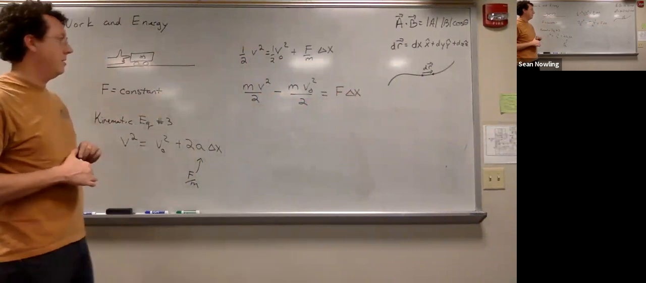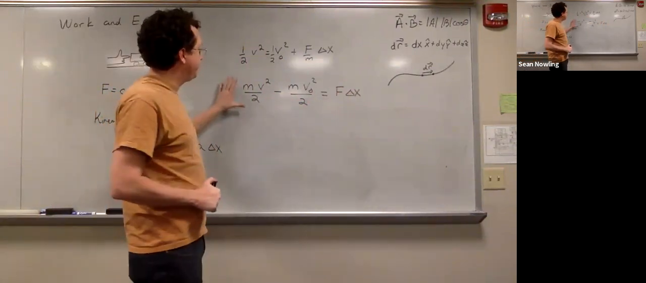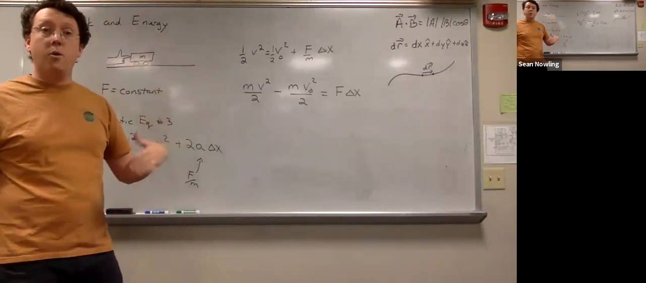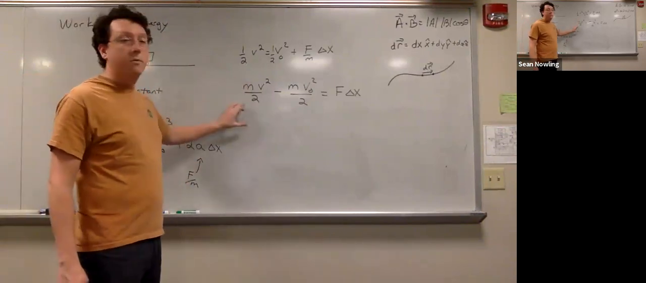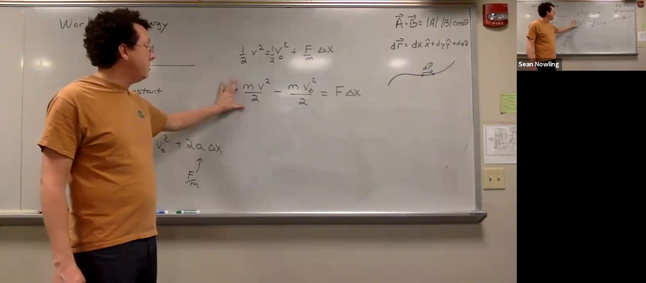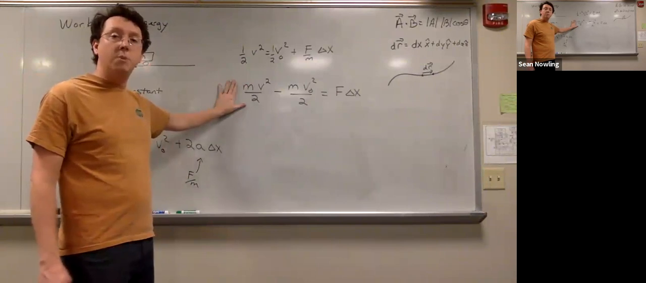All right, we're basically there. So this should at least serve as a motivation for why things might be defined the way they are. mv squared over 2 is a quantity. It's going to be defined. It's going to be something called kinetic energy. It's an energy of motion.